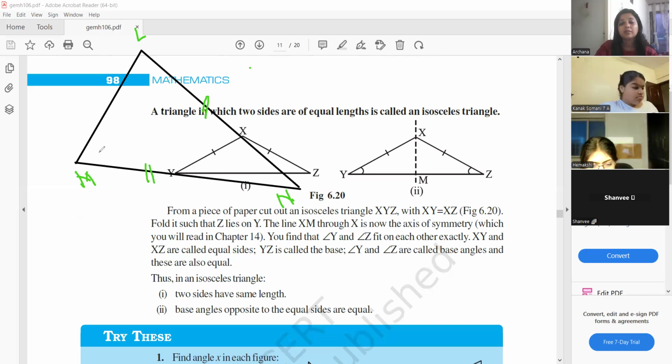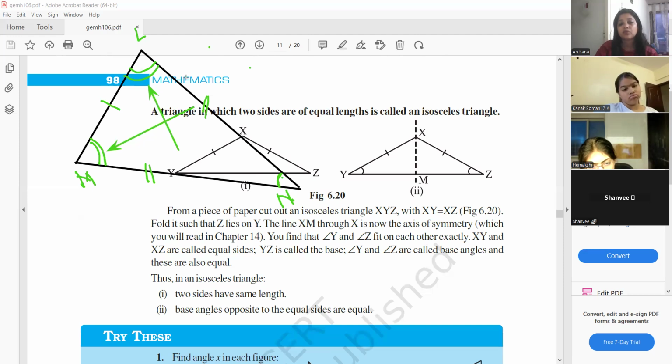Which are the two angles which are equal in measure? I just now taught you something. L and M. L and M are equal in measure, and N is not equal. Are you confident about your answer? Yes. Very good.